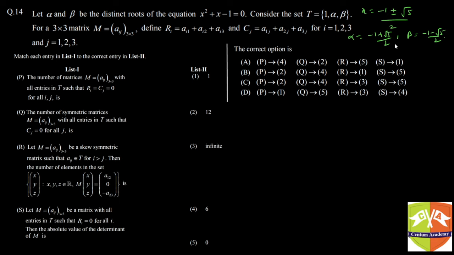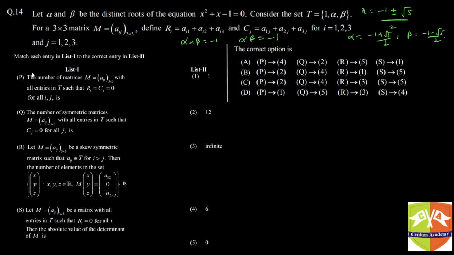Another thing to observe about this is, what is the sum of roots? My sum of roots alpha plus beta equals minus 1. And what is the product of roots? Alpha beta is also equal to minus 1. So whenever we will need them, we will use them. Alright, now set T is 1, alpha, beta, where alpha, beta are roots of this equation. For a 3 by 3 matrix M, a_ij, define R_i as the sum of elements in a row and C_j as the sum of elements in the jth column.